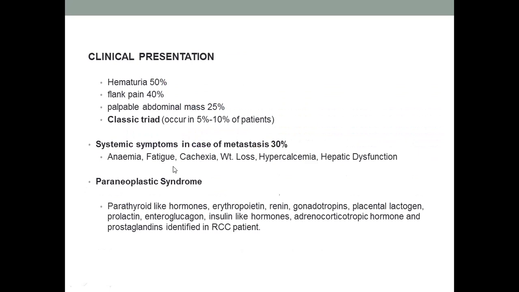Clinically, there is the triad of hematuria, flank pain, and palpable mass. But the classical triad is seldom seen, and it is usually diagnosed incidentally on ultrasound. Sometimes it can present with hematuria or flank pain; these are the two common things. A palpable flank mass is a rare finding. But there are systemic manifestations: anemia, fatigue, weight loss, cachexia, hypercalcemia, and hepatic dysfunction. And there are paraneoplastic syndromes, due to production of PTH-like hormones or erythropoietin, renin, gonadotropin, placental lactogen, prolactin, glucagon, insulin-like hormone, ACTH-like hormones, and prostaglandins.